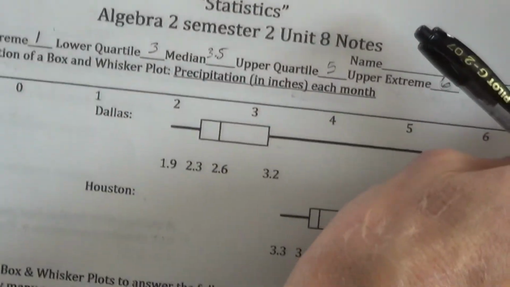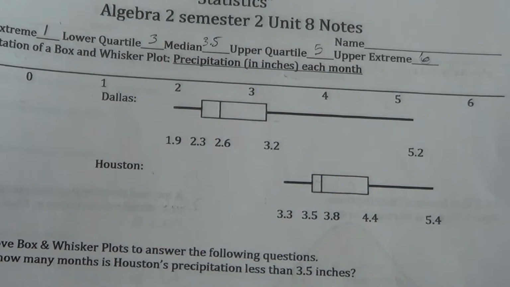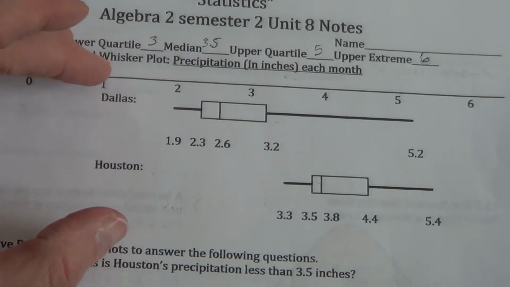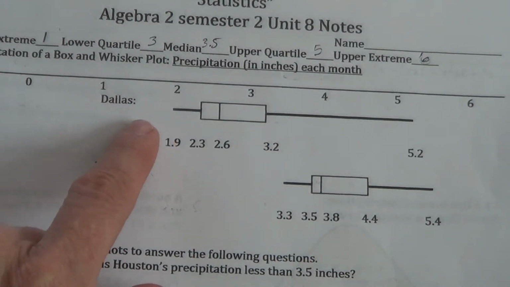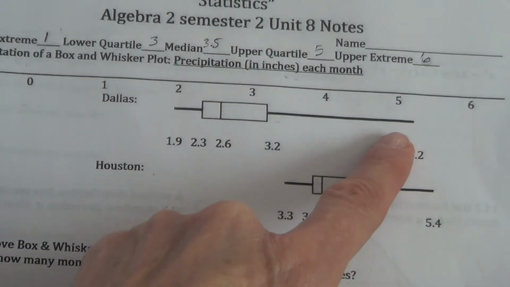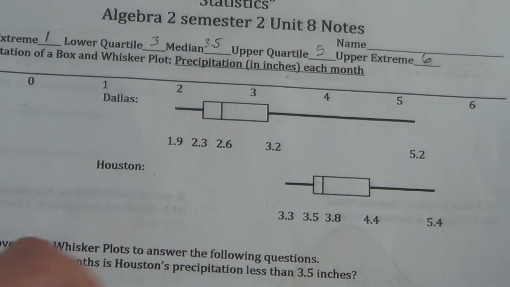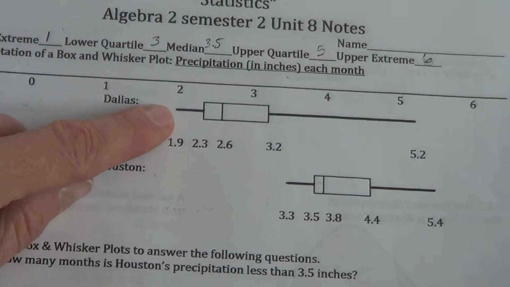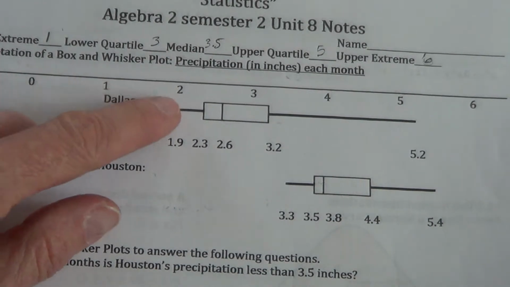Okay, now we're going to have interpretation of box and whiskers. These occur a lot of times on standardized tests, so let's make sure that you understand what these are. It's precipitation in inches each month in Dallas, Texas, and in Houston, Texas. This box and whisker represents the rainfall in Dallas for each month. This represents the rainfall in Houston for the month. So for example, let's say that their driest month is July. They get 1.9 inches of rain in July. That's where that 1.9 came from, is the data from July.